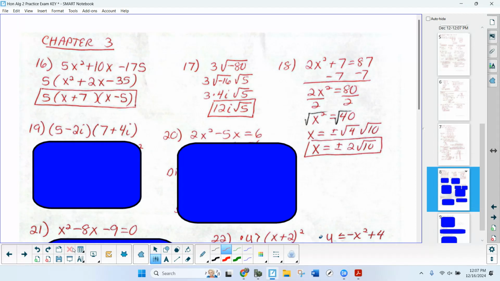19, multiply. This chapter wasn't too bad. Was this chapter pretty easy? Okay. Number 19 is multiply. Mr. Lippy. Let me see your answer. One step. There you go.